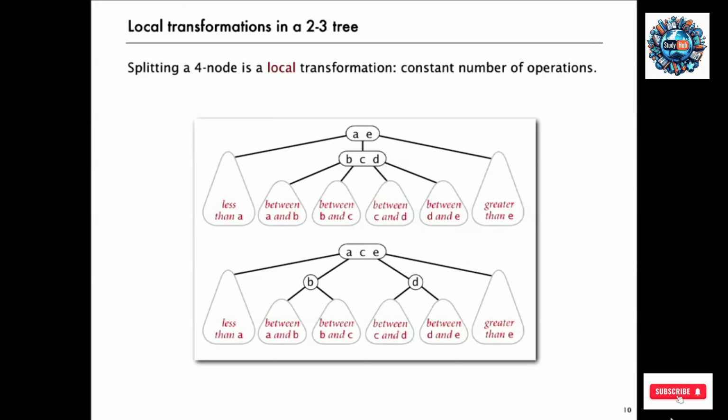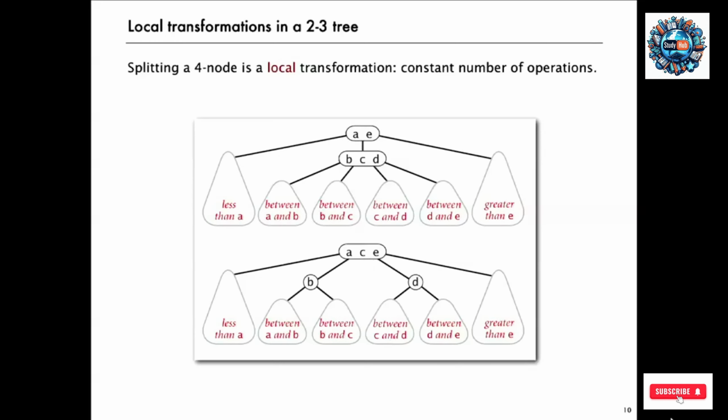All right, so as I've mentioned, and this diagram shows, splitting a 4-node in a 2-3 tree is a local transformation. It only involves changing a constant number of links. This example shows the general situation when the 4-node to be split is the middle link, but the same is true if it's a left or right. And those 6 subtrees drawn could be huge. They could contain millions of keys. But it doesn't matter what they contain.